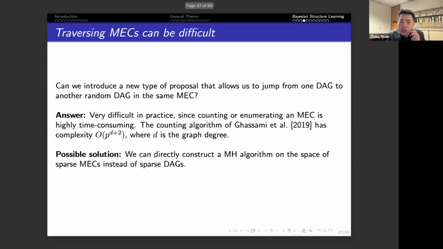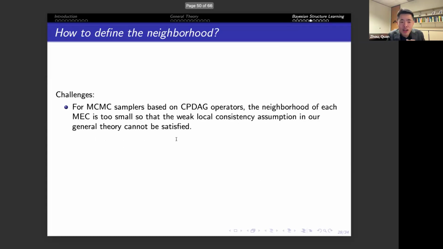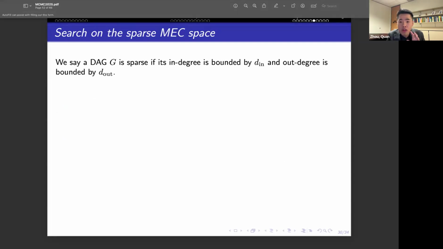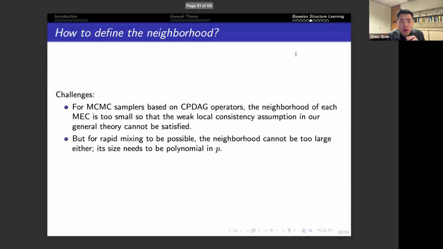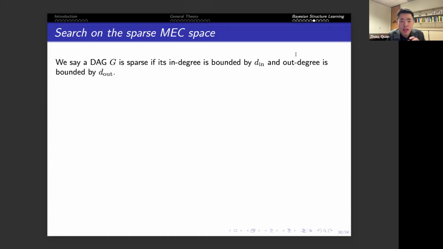So what is the solution we propose? Our solution is to directly construct the Metropolis-Hastings algorithm on a space of sparse Markov equivalence classes instead of constructing the search algorithms on the space of all the sparse directed acyclic graphs. Limited by time, I'm going to omit a lot of details here, and let me just show you the main theoretical result and the theoretical insights we obtain from our analysis.